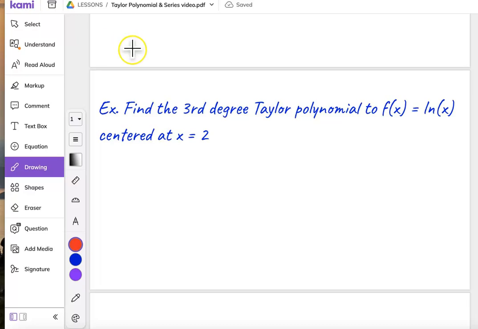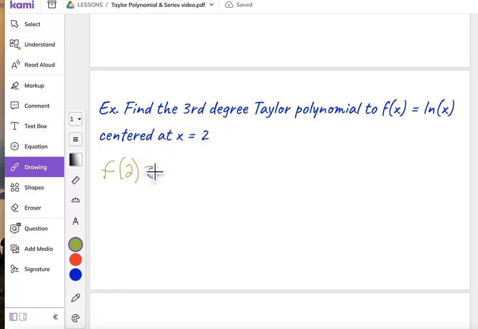So here we have an example. We want to find the third degree Taylor polynomial to f of x equals ln of x centered at x equals 2. To do this, you would repeat the same steps that I told you to perform when constructing the Maclaurin polynomial. I'm going to first evaluate the function f and its derivatives up to the third derivative, because we're finding a third degree Taylor polynomial. We'll evaluate each of them at x equals 2.